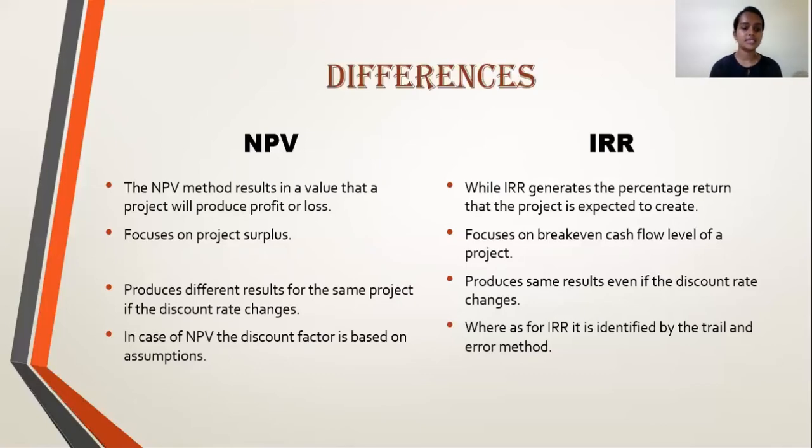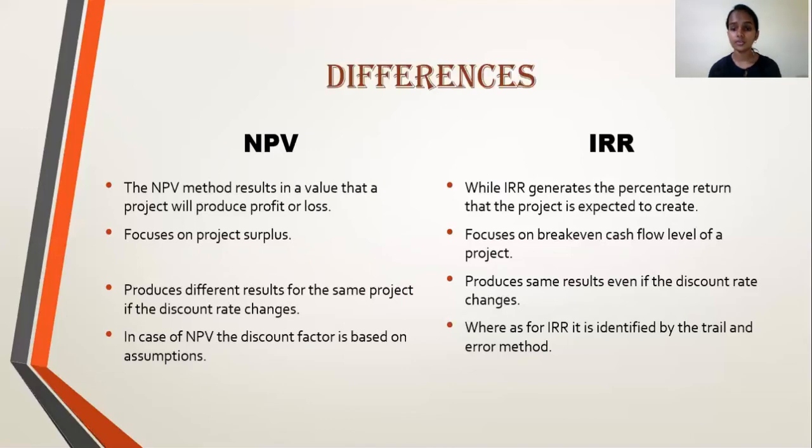The next difference is that NPV produces different results for the same project if the discount rate changes, and IRR produces the same results even if the discount rate changes. Just as I said before, in the example of NPV you calculate a discount factor for 10%, 5%, 7%, and you're getting different answers, either a positive NPV or a negative NPV. It is a lot of confusion.